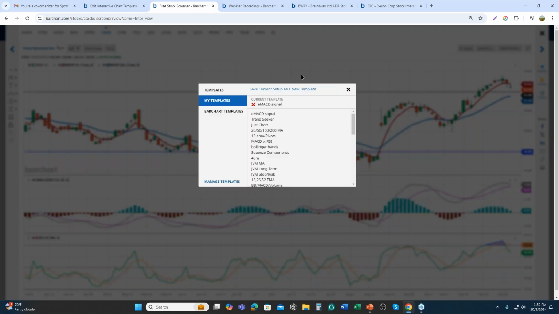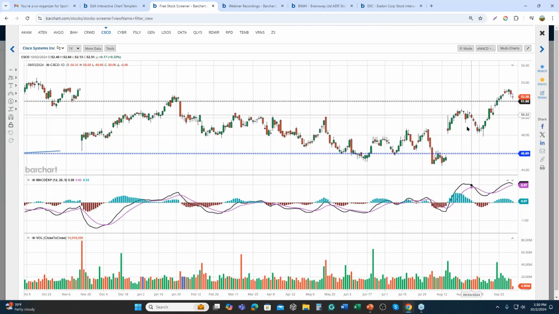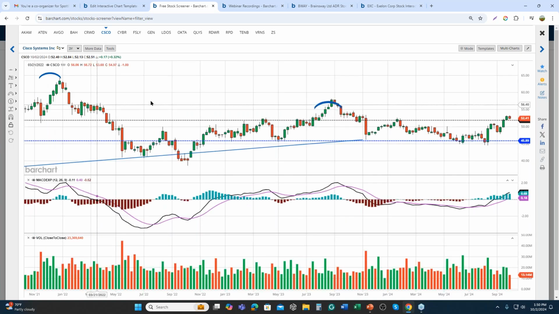Let's see what it says on our bar chart template in terms of our volume. Looks like we got a spike right as we got the signal. I would really like to see a little more of a rise in volume as we are moving through this. So maybe in this case, the volume wasn't as supportive as we would like.